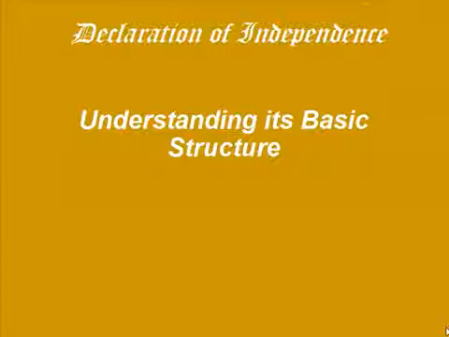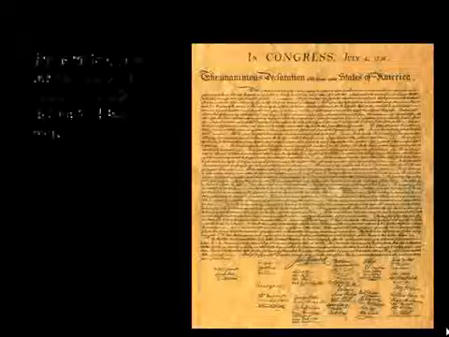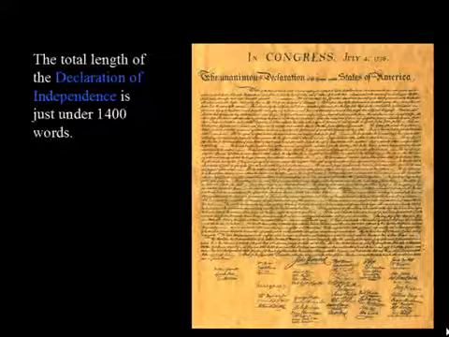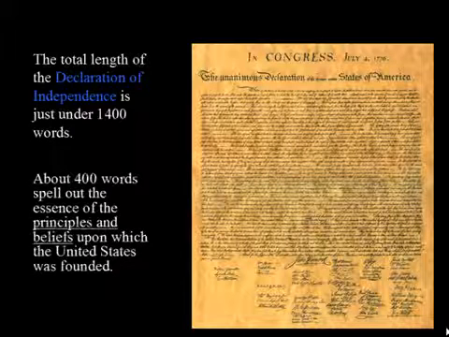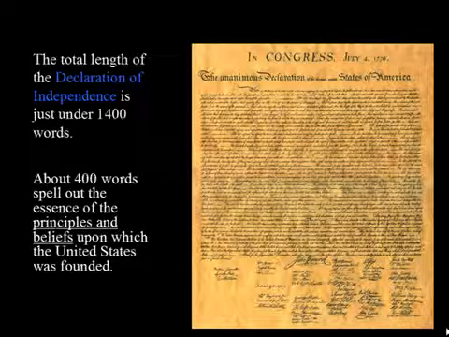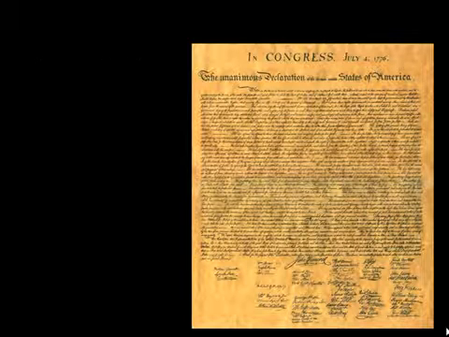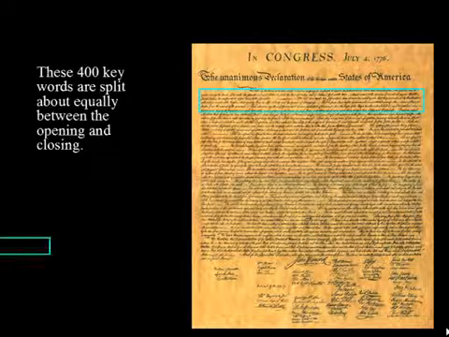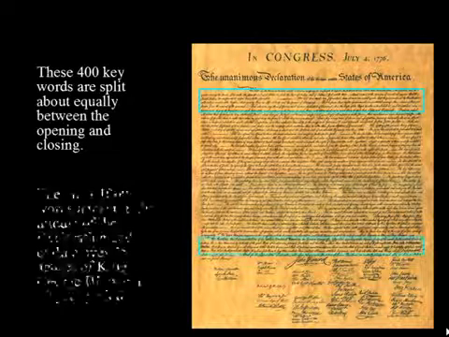So let's first take a look at understanding the basic structure. The total length of the Declaration of Independence is just under 1,400 words. About 400 words spell out the essence of the principles and beliefs upon which the United States was founded. These 400 key words are split about equally between the opening and the closing of the document.